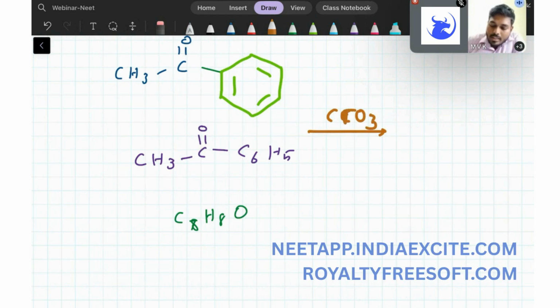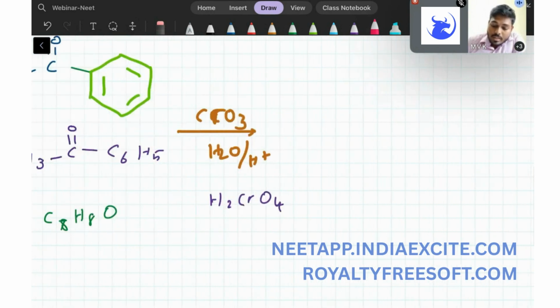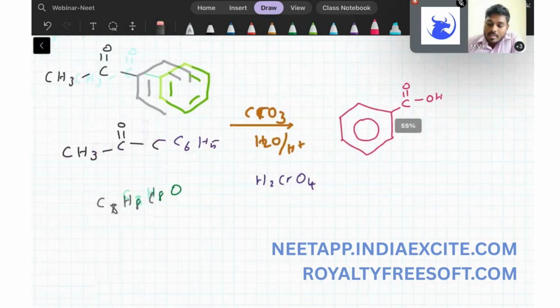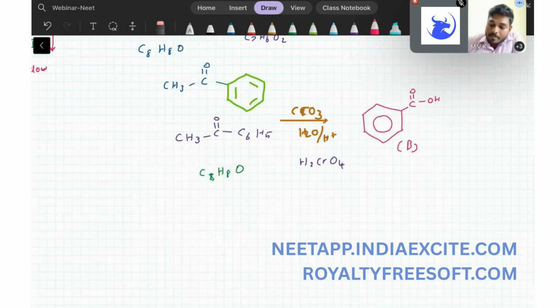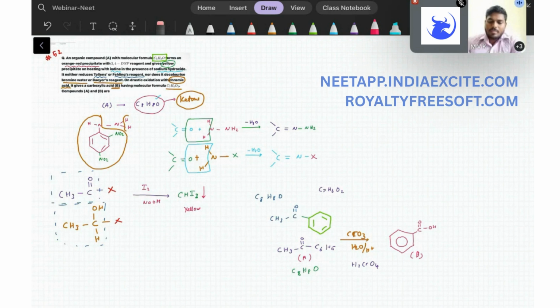Chromic acid is nothing but CrO3 in the presence of water and H plus. What do we get? We get H2CrO4. Correct? So what happens here? This gets oxidized and we get benzoic acid, COOH. So this is the compound B. This is our compound A. I hope this helps. Basically, what are the things we need to solve this?